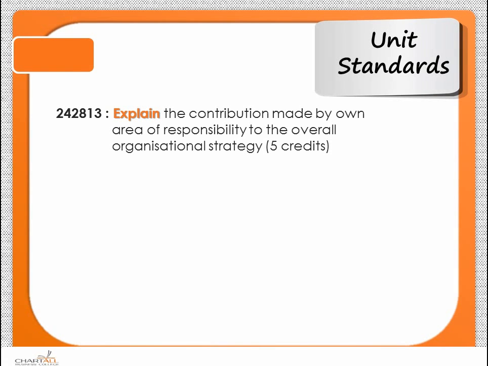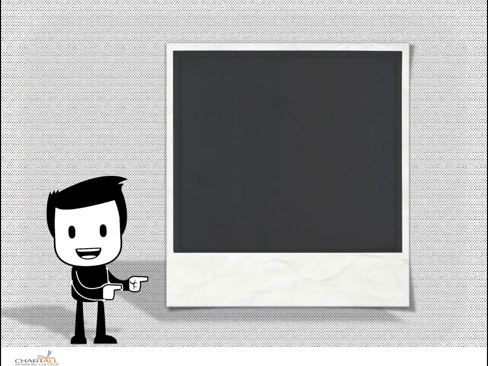We're now looking at Unit Standard 242813. And this says, explain the contribution made by your own area of responsibility to the overall organizational strategy. So the word explain means that you are going to consider a bit wide and deep what is the role that you play, what contribution do you make in your area of accountability, and how is that going to fit into the overall organizational strategy.